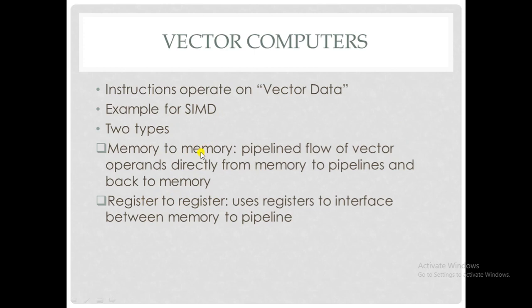In memory to memory, it supports the pipelined flow of vector operands directly from memory to pipelines and then back to the memory itself. But in register to register, it directly uses registers to interface between memory and pipeline. This is the major difference between the memory to memory vector computer and the register to register vector computer.